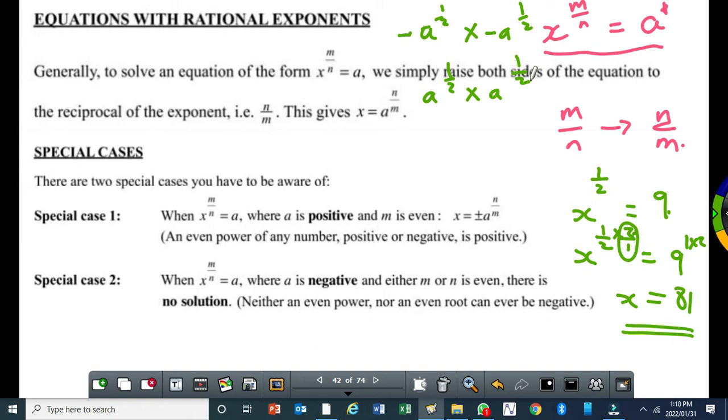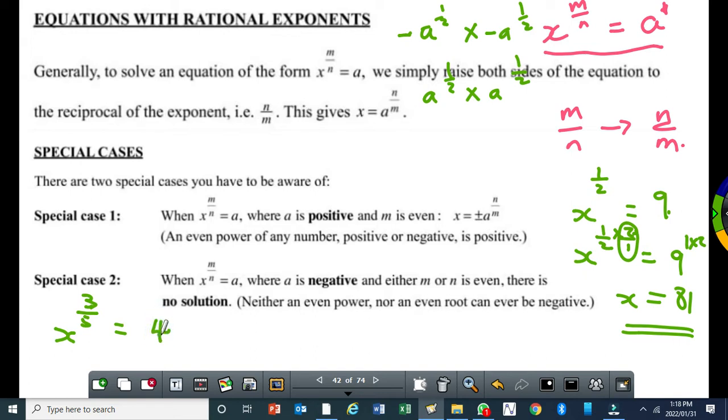And then the second case: you can also have a as being negative. If a is negative, then either m or n can be even, and then you have no solution. You are going to see this case. For example, if I give you x to the power of 3 over 5 is equal to, let's say, 4.